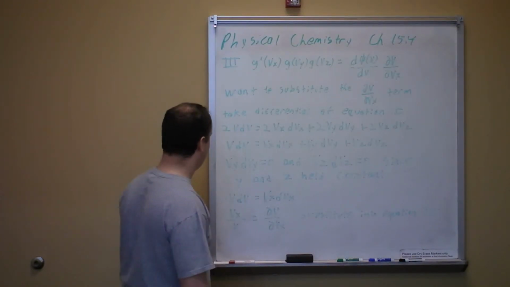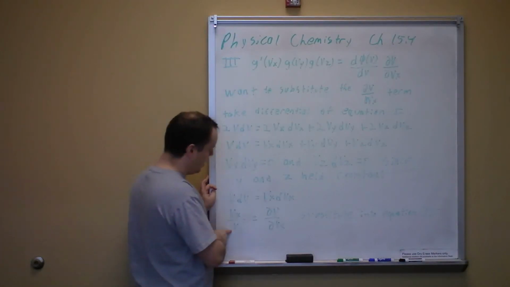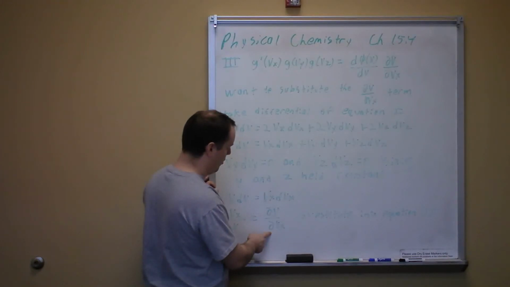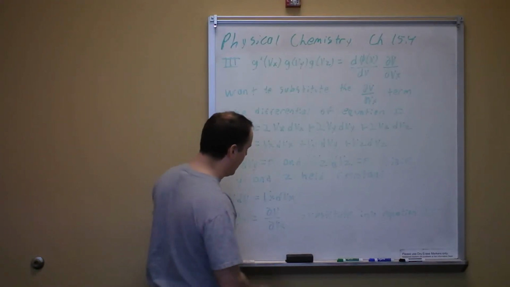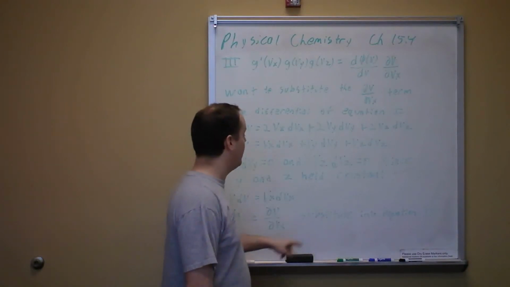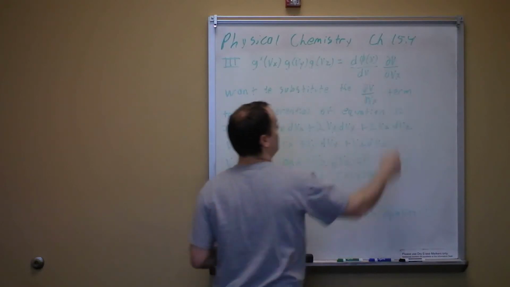And then just rearranging using algebra, we have the x component of velocity divided by speed is equal to the differential of speed divided by the differential of the x component of velocity. We're going to take this and substitute back into equation 3, which is what we were trying to do.